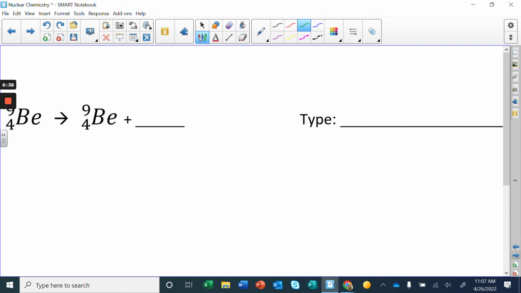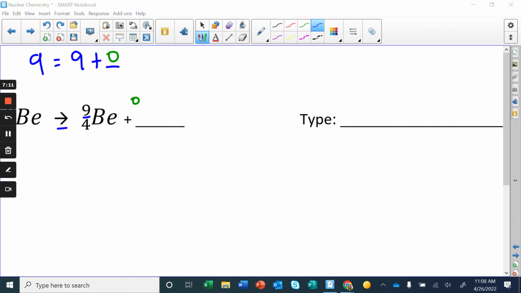Up next, we notice we have a 9 on top. Sorry, I'm having issues with this one. Anyway, I'm just going to write it up top. I can't underline it. We have 9 equals the 9 plus blank. Well, 9 plus what gives us 9? It should be a 0. So 0 on top. On bottom, you have the 4.